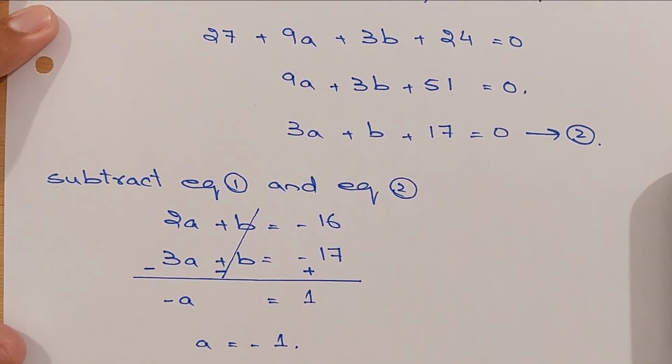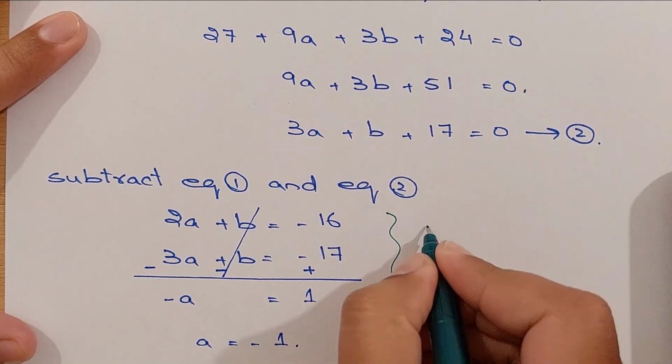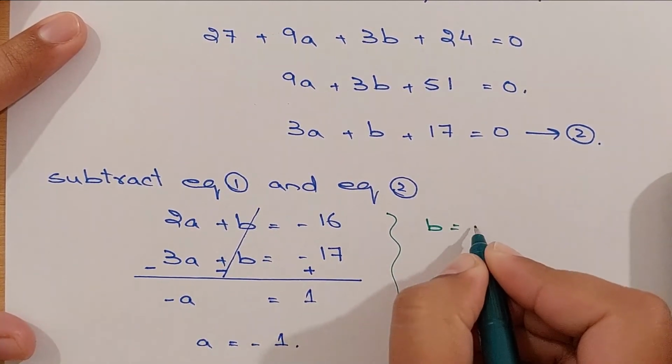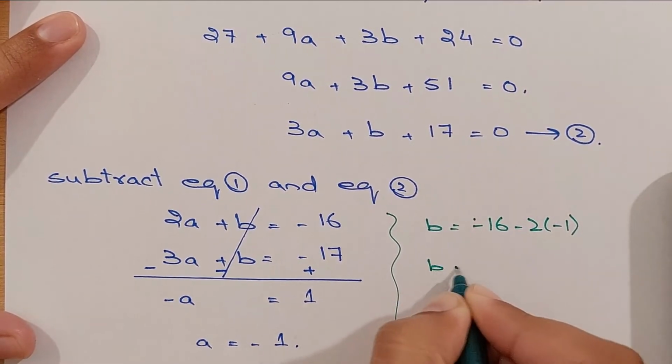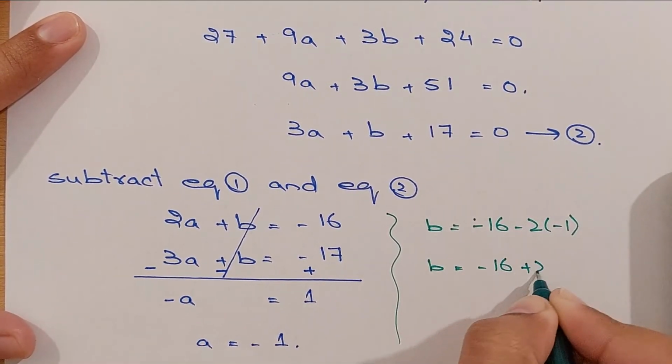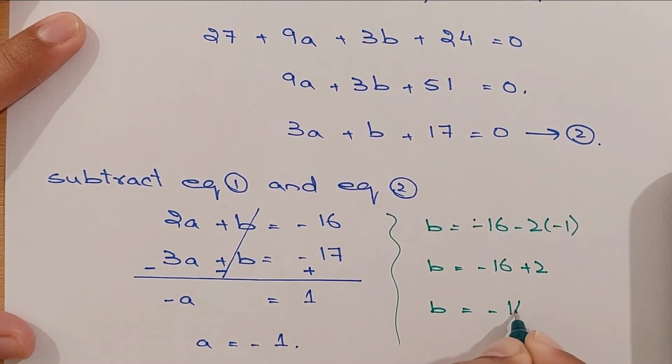Now we have to solve for b. So what is b? So b is equal to, we can say, minus 16 minus 2 times a. So b is minus 16 plus 2. So b value equals negative 14.